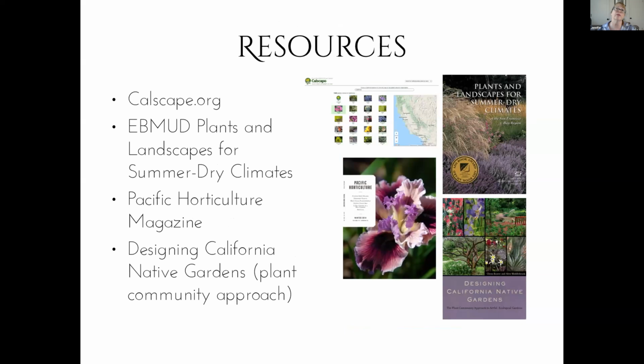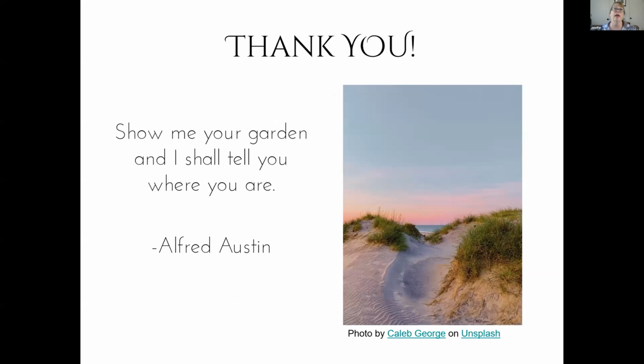So here's a couple of resources that I find useful. I'm in Northern California. There might be something more local to you, like East Bay MUD is my local water utility. Calscape is statewide. Pacific Horticulture Magazine, also statewide. Designing with Native California Plants has a plant community approach, and I think it's a wonderful book. So those are some of the ones in my arsenal, and that will help you create a sense of place and have the plants that you buy have a better chance at being more successful in your garden so that you don't end up with unhappy, sick, stressed out little weirdos. And that's pretty much my spiel.